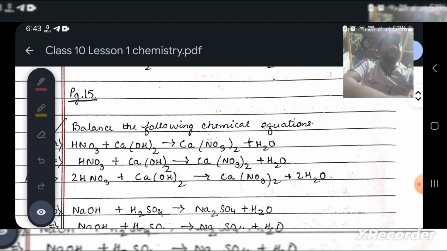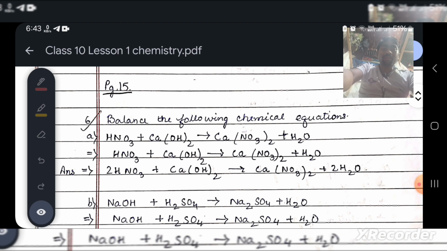Nitrate, this one will be. NO3 is there, so nitrate will be there. Calcium nitrate plus water. What is the product? Calcium nitrate plus water. Then you should balance this equation. What you have to do? You have to balance this equation.